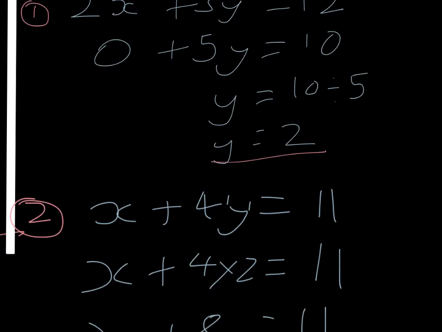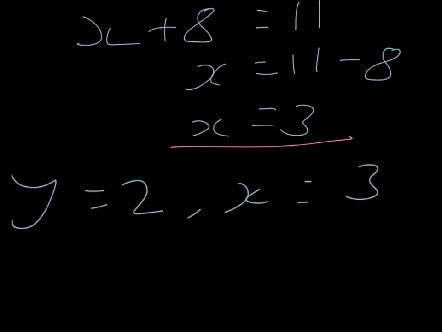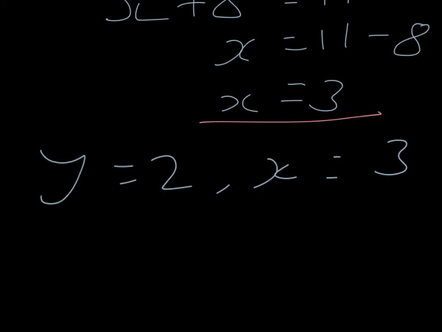Then I substituted my y value of 2 into my second equation, x plus 4y equals 11, to give me x plus 8 equals 11, to give me x equals 3, and then I finished it off by just having y equals 2, x equals 3. Well done if you got that. If you need to have a quick look back, have a look back now.